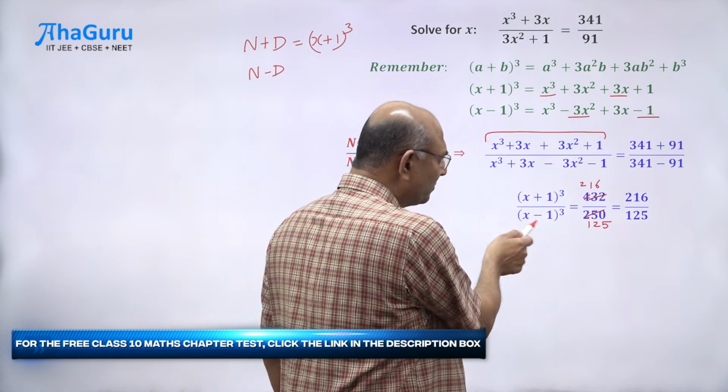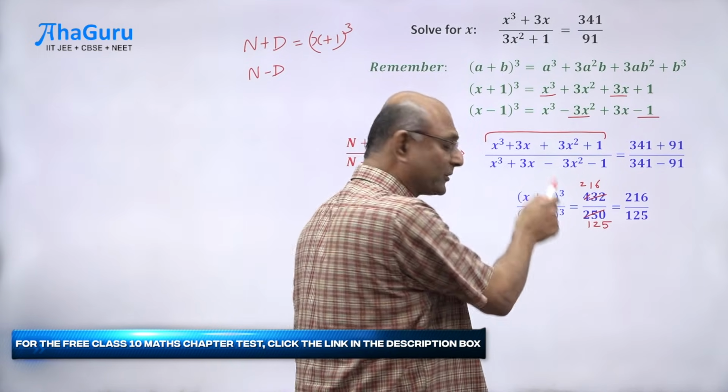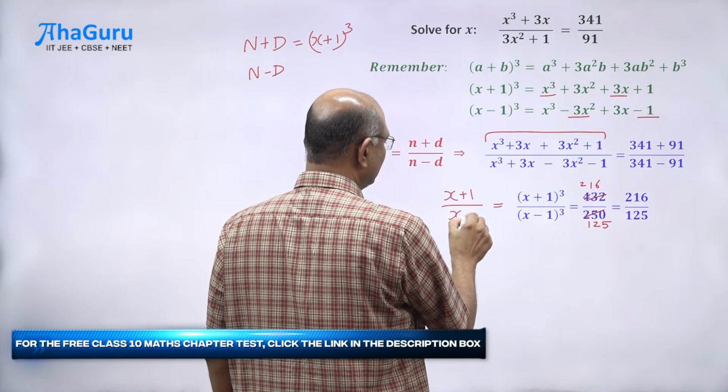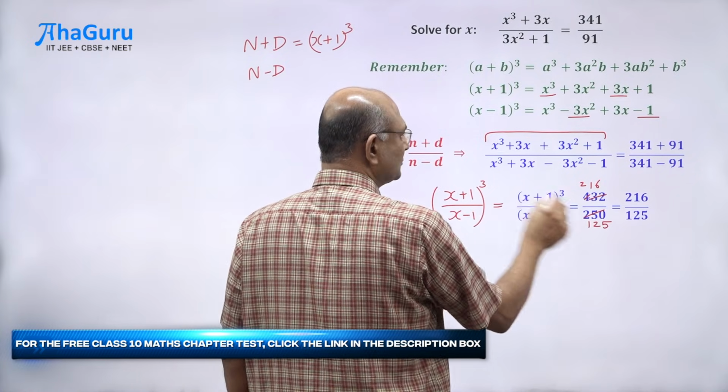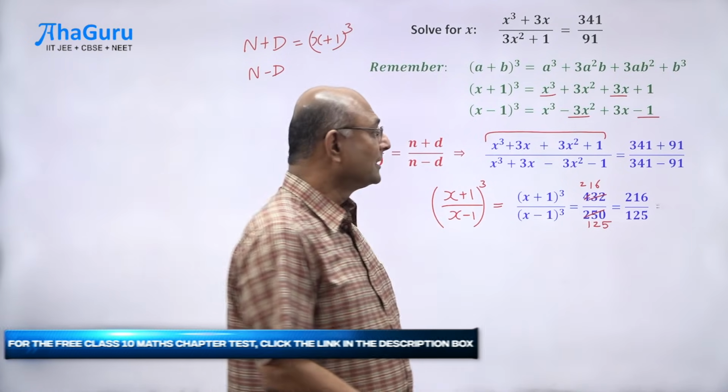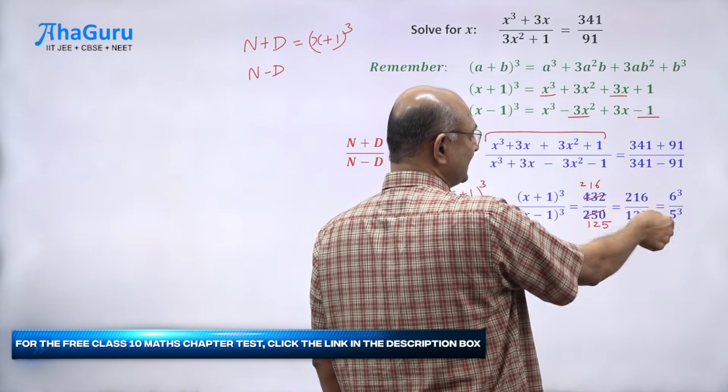Now this is a cube, right? This is a nice cube, x plus 1 by x minus 1 whole cube. So this also we should try to write as a cube. 125 you know is 5 cube. What about 216? 6 cube. So this is 6 cube by 5 cube, so 6 by 5 whole cube.